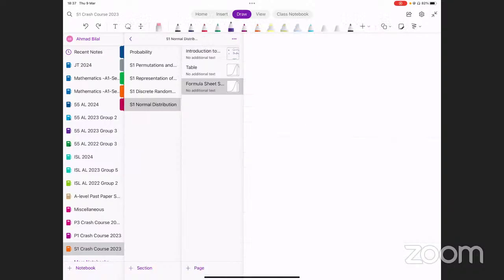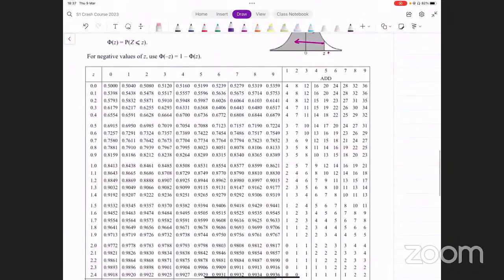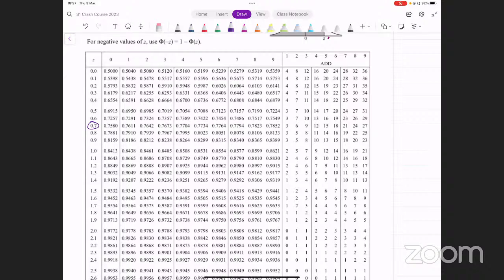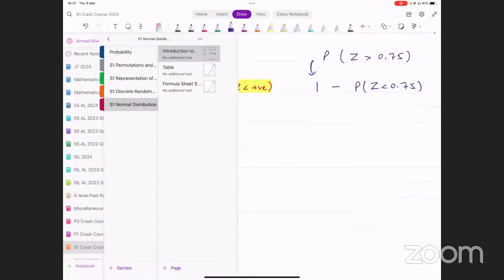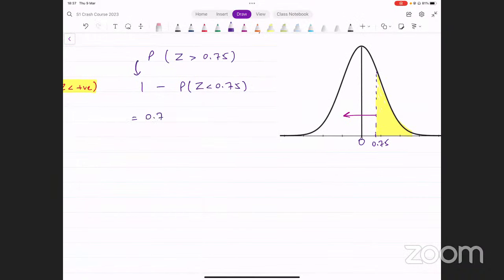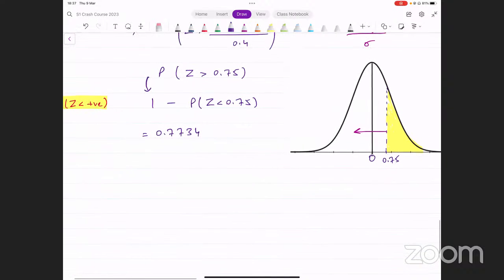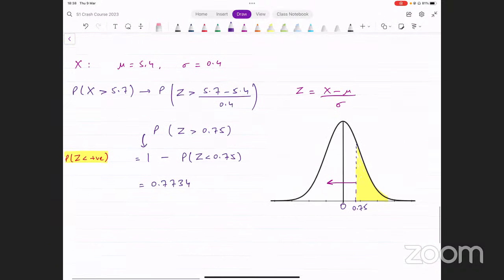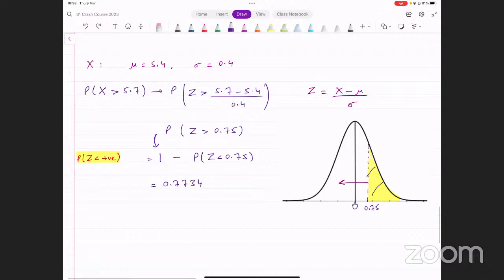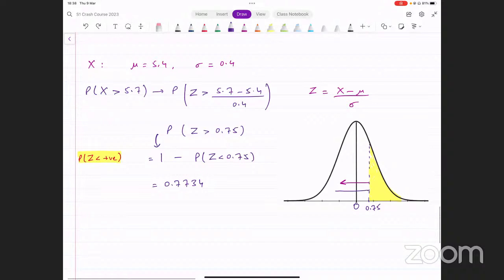Let's go to the table and see what we get from that. 0.75. You have 0.7 here, and you have 5 here. That gives you 0.7734. And that's the probability that you're looking for. Okay, so if you're looking for this particular region to the right of a positive value, what you can do is find that area by subtracting the area to the left of 0.75 from 1. All right, and that gives you the result.